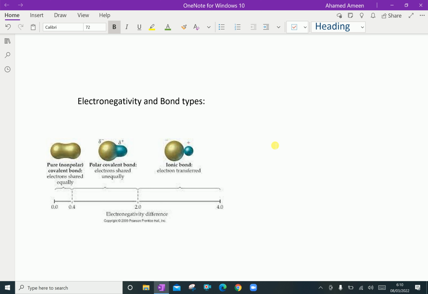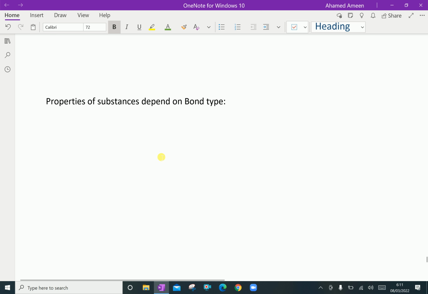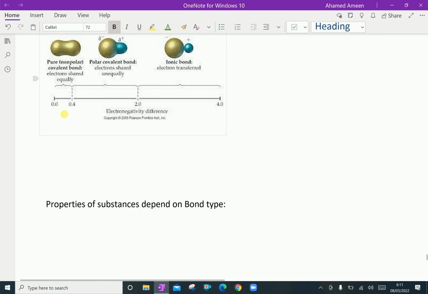Now, bonds can also be classified by bond character. That means the properties of a substance depend on the bond type. We may notice a general rule that can be used to predict the type of bond that forms. If the difference in electronegativity is between 0 and 0.5, the bond is probably a non-polar covalent bond. If the difference in electronegativity is between 0.5 and 2.1, the bond is considered polar covalent.